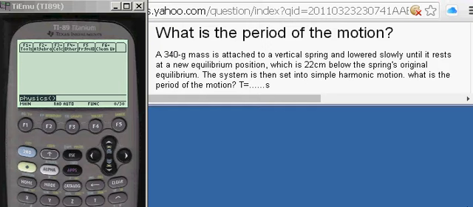A spring is in a vertical position with a mass attached to the end of it, and that mass causes a 22 centimeter stretch of that spring because of gravity. And so it's asking to find the period of it, so let's show you how that's done in my programs, okay?